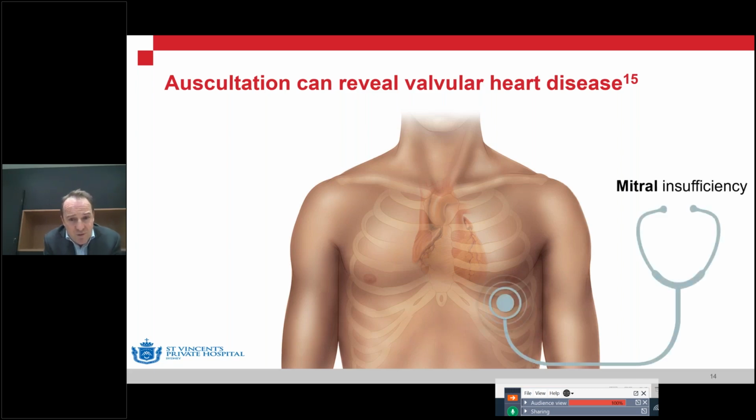The main differential for aortic stenosis, if you hear a systolic murmur, is of course mitral regurgitation. And that should be heard best at the apex of the heart and radiating round to the axilla, and of course is a pansystolic murmur.